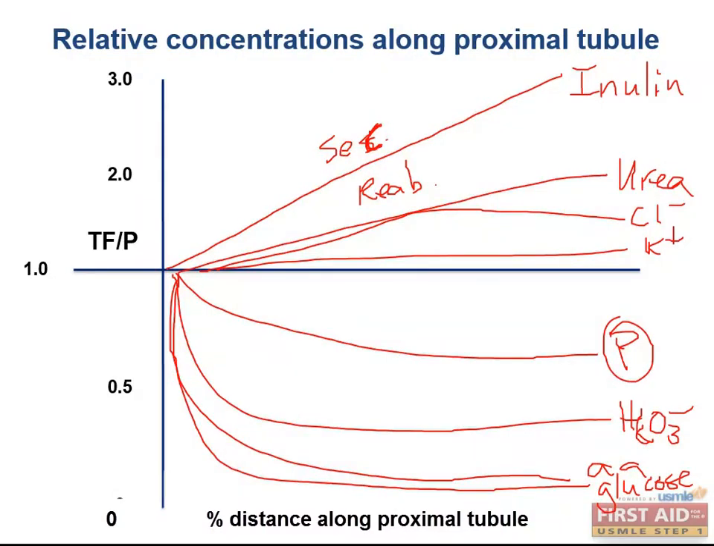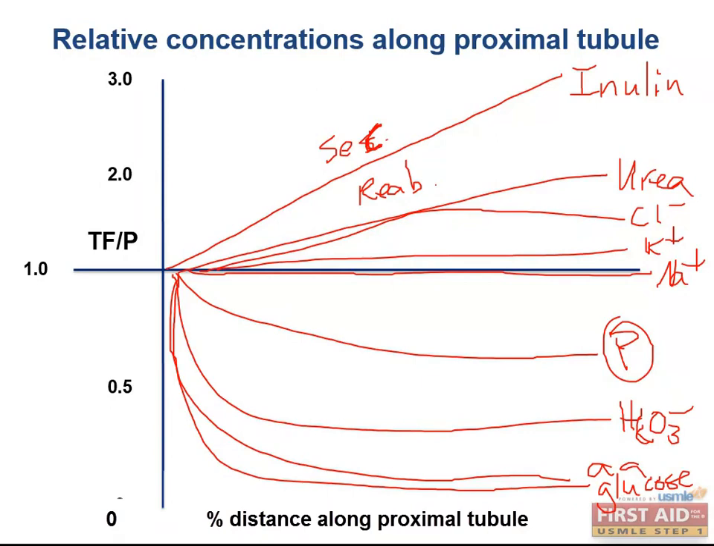One important note of this graph is sodium, which is reabsorbed at roughly the same rate as water. So the TF to P ratio remains at 1 because remember that water is being reabsorbed isosmotically, so the sodium TF to P ratio is going to stay at 1. Remember, where sodium goes, water follows.